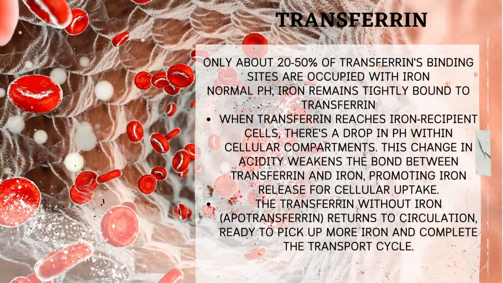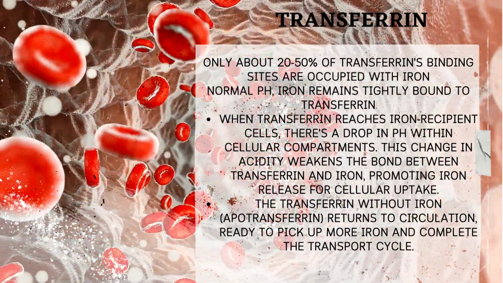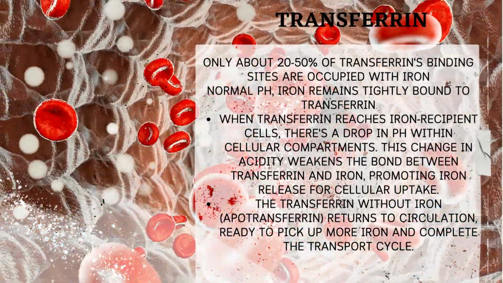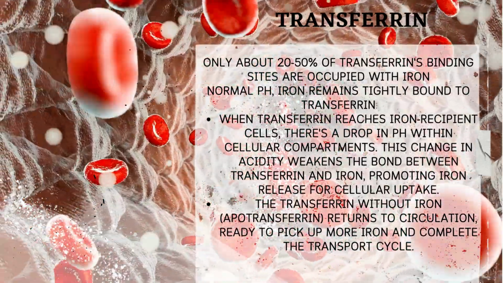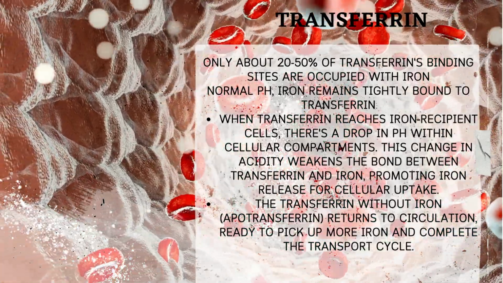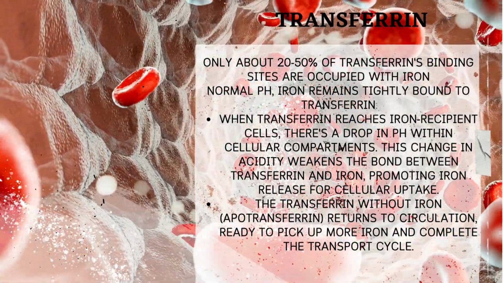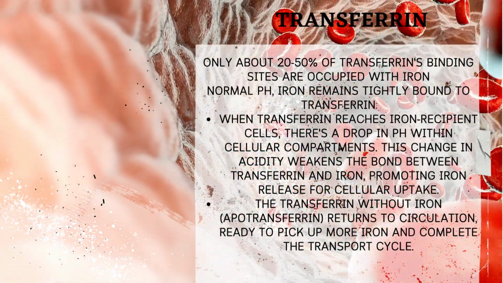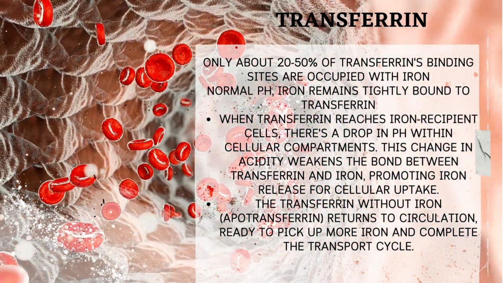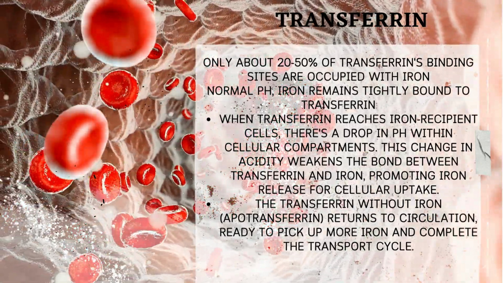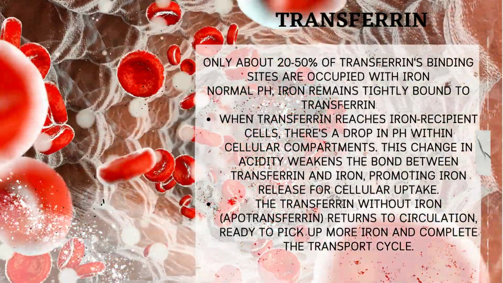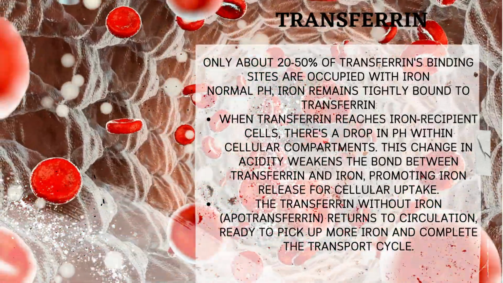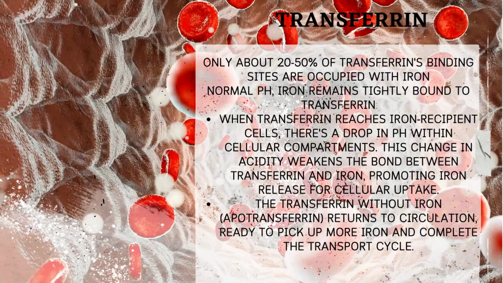At the body's normal pH, iron remains tightly bound to transferrin. However, when transferrin reaches iron recipient cells, there's a drop in pH within cellular compartments. This change in acidity weakens the bond between transferrin and iron, promoting iron release for cellular uptake. The cycle continues: following iron delivery, the transferrin without iron, apotransferrin, returns to circulation, ready to pick up more iron and complete the transport cycle.